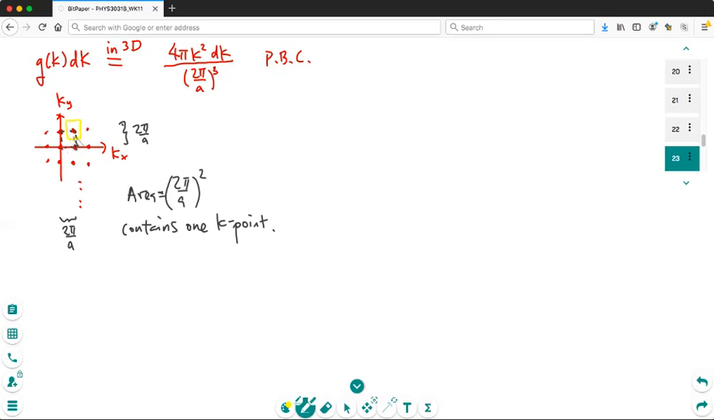You can imagine in 3D, if I repeat the same thing, I will have 2 pi over a cubed, and this volume will also contain precisely 1 k point. This is the volume of this infinitesimal shell. Therefore, if I just divide, I will get just a pure number. So in 3D, you get this.